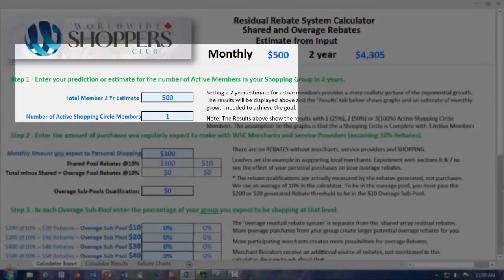So if you only have 1 person, you're only going to be receiving 25% of your rebates. If you have 2 people, well then you'll receive 50%. And of course the place to be is 3 active members in your shopping circle to receive the full rebates.